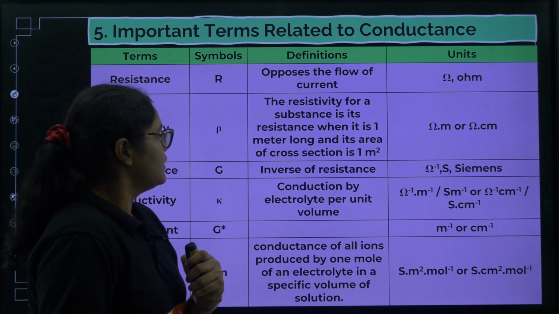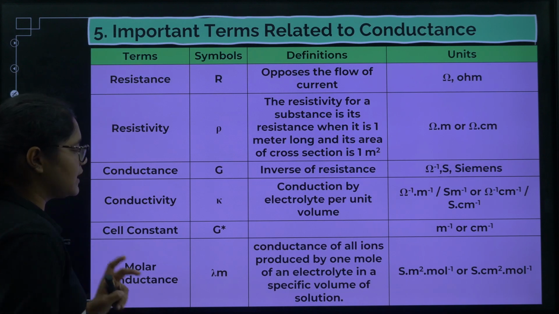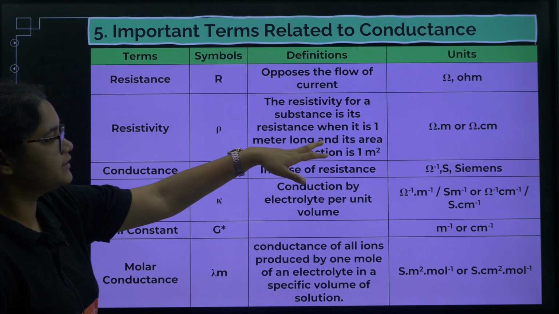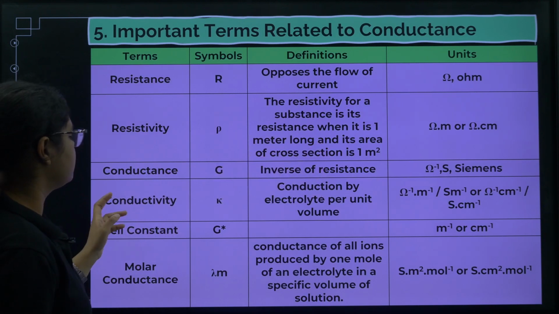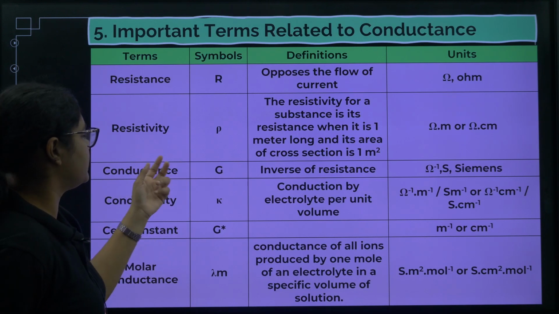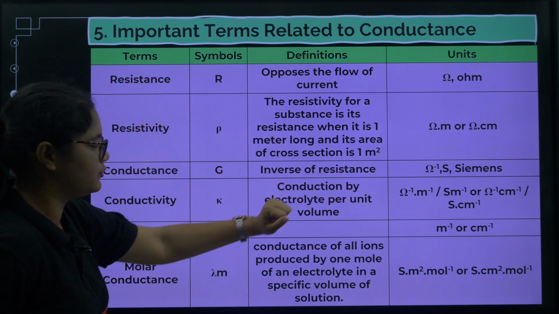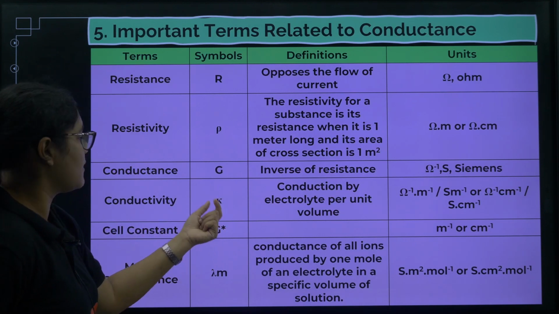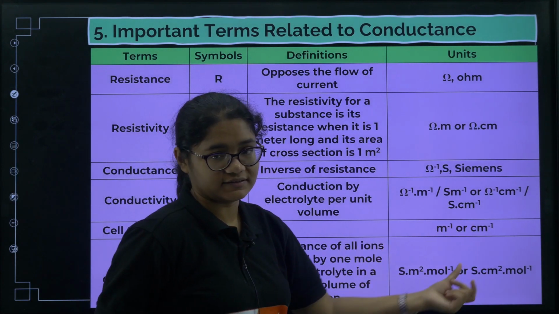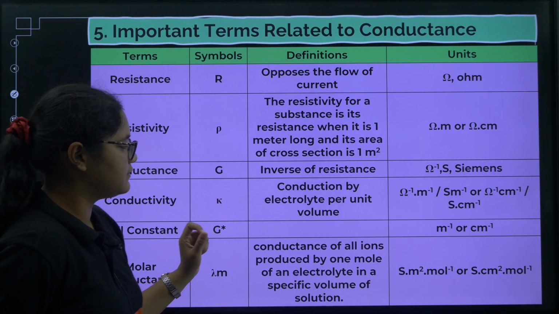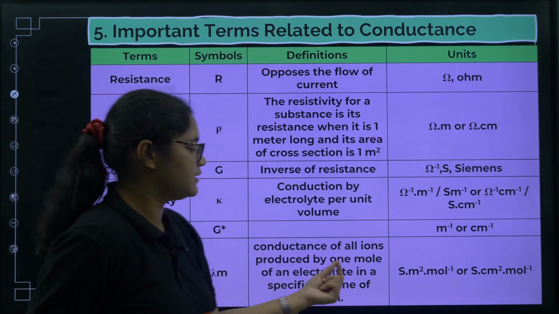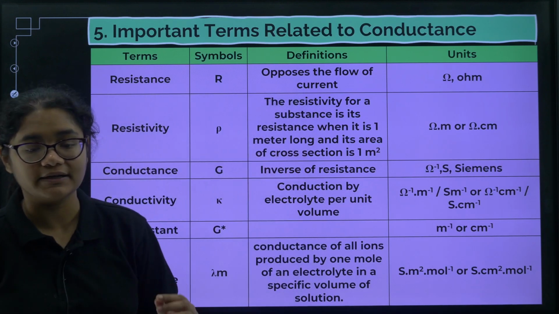Now we will go to some terms and symbols. Resistance is R, the unit is ohm. Resistivity is rho, the unit is ohm meter. Conductance is G, the inverse of resistance, so the unit is ohm inverse or S. Conductivity is kappa, the inverse of resistivity, so it is ohm inverse meter inverse, or S meter inverse or S centimeter inverse. Cell constant G star is given by L by A, so it is meter inverse or centimeter inverse. Molar conductance lambda m has units S centimeter square mole inverse or S meter square mole inverse.